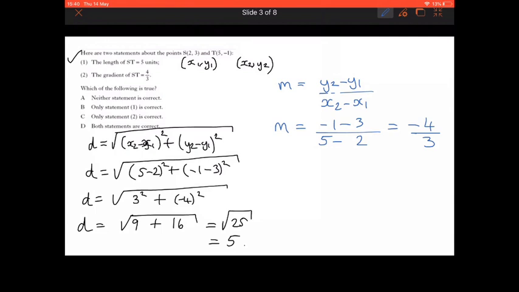So we can see that statement 2 is incorrect. The gradient is not 4/3, it's -4/3. So just working through this, the answer's B. Only statement 1 is correct.